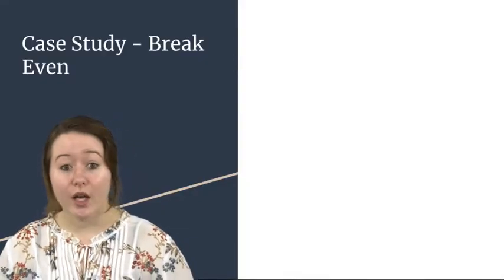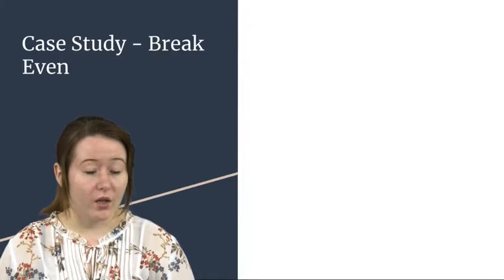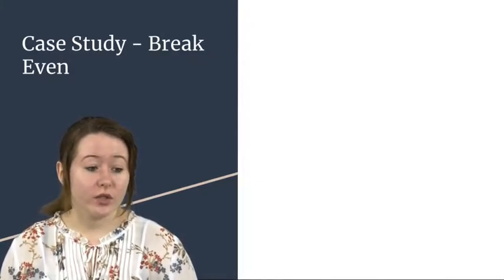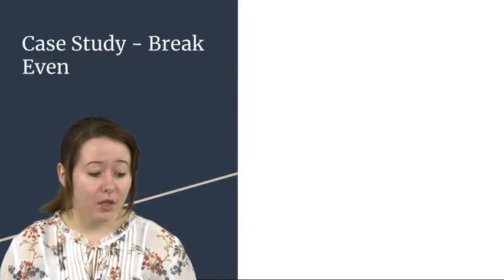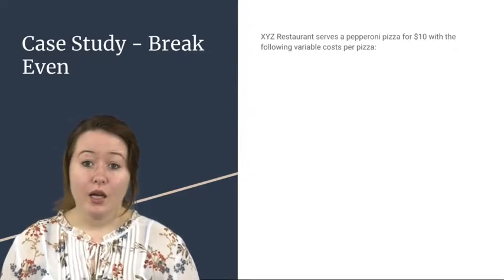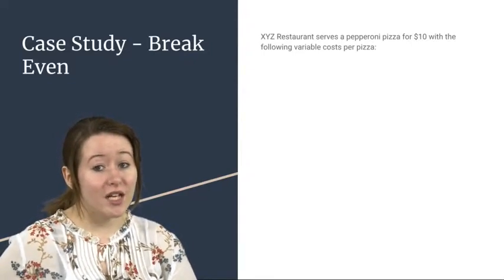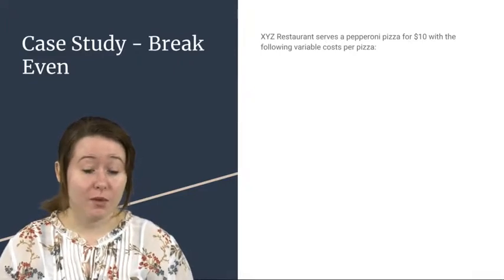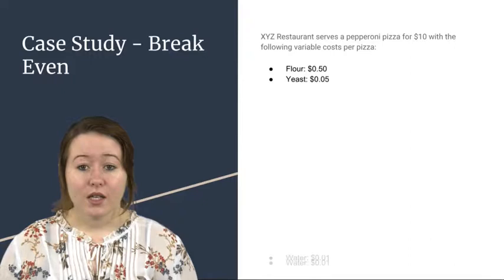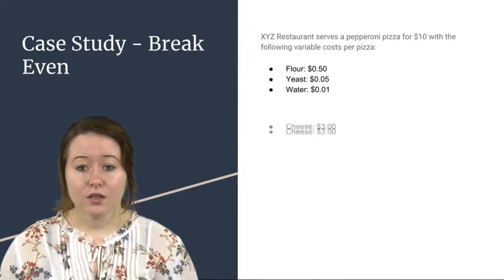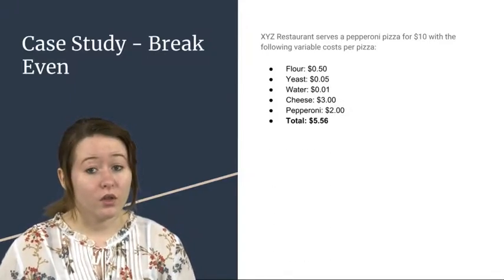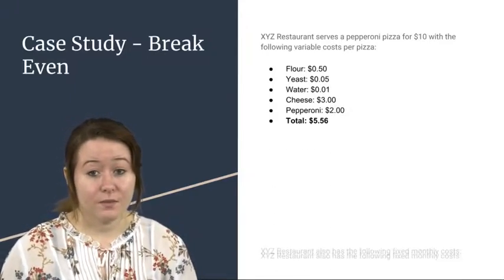Know a little about what these formulas are used for and what the formulas are. We're going to take a look at how you can actually use them in a problem. So in this case, we have XYZ Restaurant, which is serving a pepperoni pizza for $10 with the following variable cost per pizza. The flour is 50 cents, yeast is 5 cents, water is 1 cent, and cheese is $3. Pepperoni is $2 for a total of $5.56.